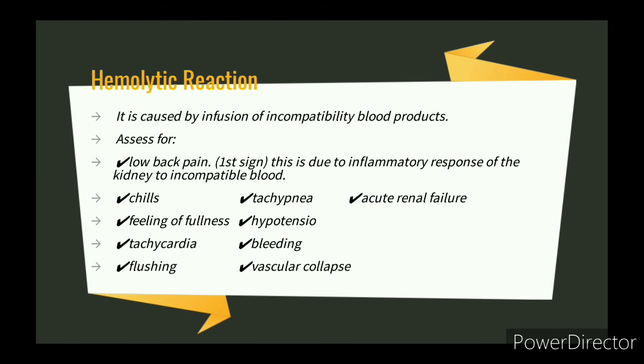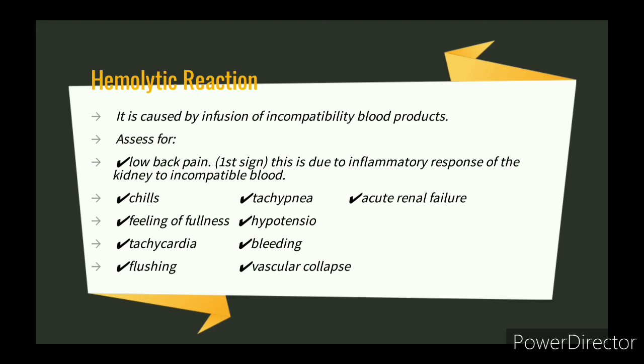Next is hemolytic reaction. Ano po yung hemolytic reaction? Hemolytic reaction, it can be caused by infusion of incompatible blood products. Ano po yung ina-assess natin sa hemolytic reaction? The first sign of hemolytic reaction, nagkakaroon po ang pasyente ng low back pain. Pag nagkaroon ng low back pain, ayan po ay hemolytic reaction. Hemolytic reaction, yung low back pain is the first sign.